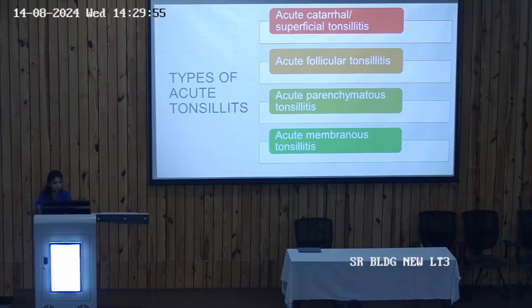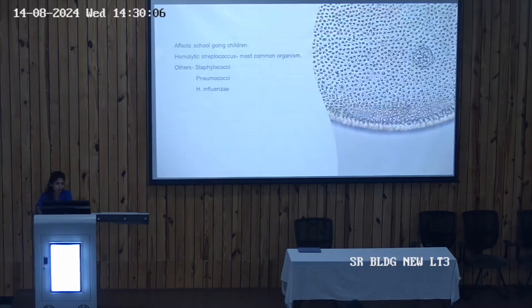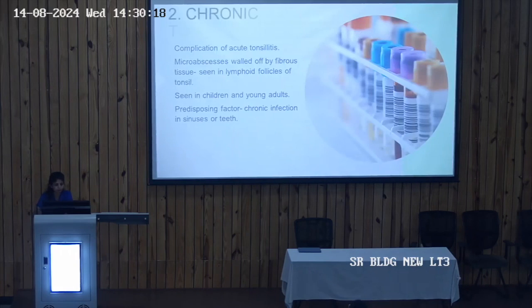Then there are various types of acute tonsillitis, like acute catarrhal or superficial tonsillitis, acute follicular, acute parenchymatous tonsillitis, and acute membranous tonsillitis. It usually affects school-going children, and the most common organism found is hemolytic streptococci. Others can also be seen, like staph, pneumococci, or H. influenzae. What are the complications?